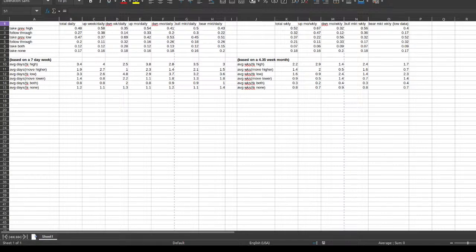The cut down version is what you see right here as this worksheet. So is what it is.